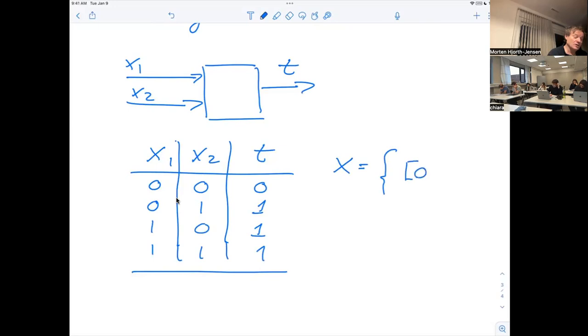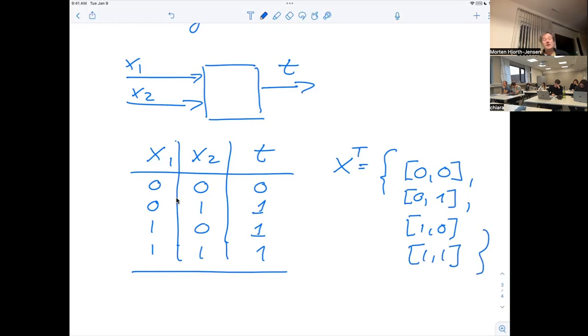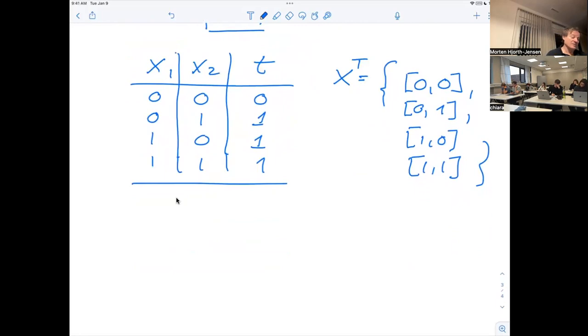So I would have x1 being 0 and x2 being 0. I have x1 being 0 and x2 being 1. And then I have 1 and 0. And finally, I have 1 and 1. So this would be the set of the input variables which I have. And clearly then what it means is that my output t is now simply given by 0, 1, 1, and 1. So this is a pretty famous gate.